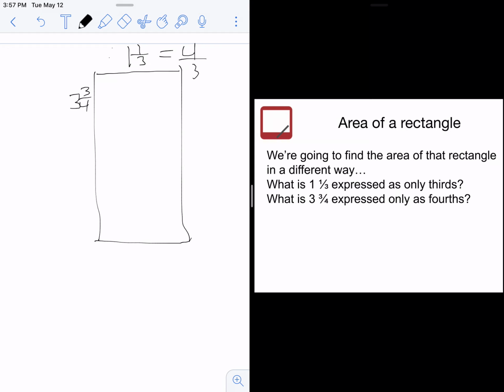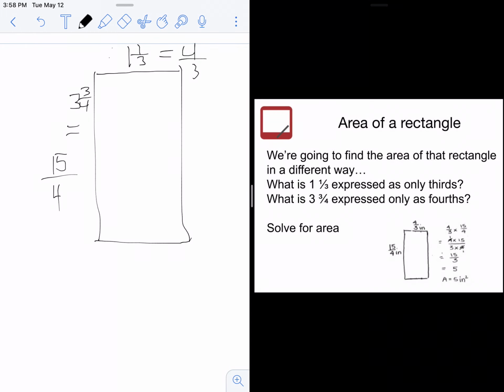And what is 3 3/4 expressed only as fourths? 15 fourths. Okay, so exactly what it shows here. So now we have 4/3 inches and 15 fourths inches.